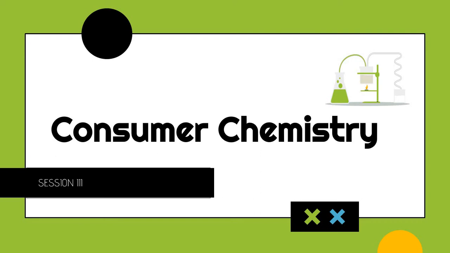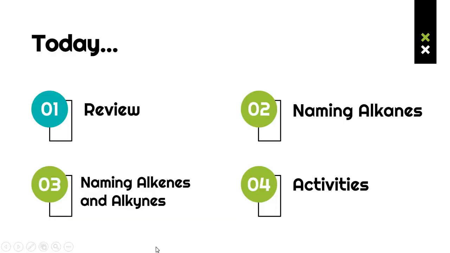Okay, session 3, module 2, part 2 of consumer chemistry. This is on naming hydrocarbons. Let's go. For today, let's have 4 things as our goals. The first one, to have a short review. For the second and the third, the naming of these alkanes, alkenes, and alkynes. And number 4, the different examples and the activities.